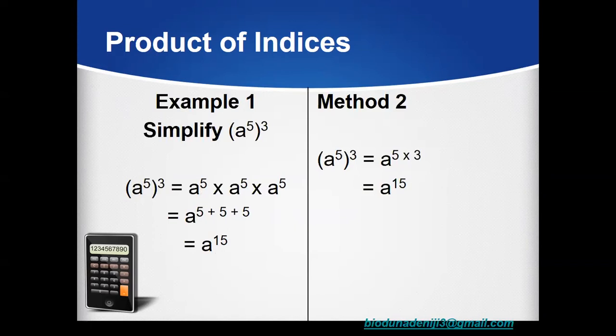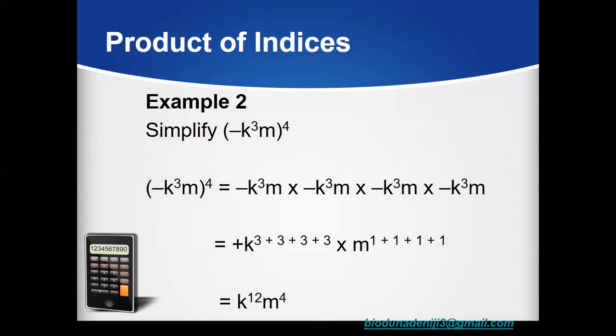So this is the first method that you can use to simplify this expression. Now, if you don't want to use this method and you want to actually do what I explained earlier on, then you come to method 2 here. A raised to power 5 raised to power 3. So like I said, the base will be retained while you will multiply the indices. So we have a raised to power 5 times 3, which will give you a raised to power 15.